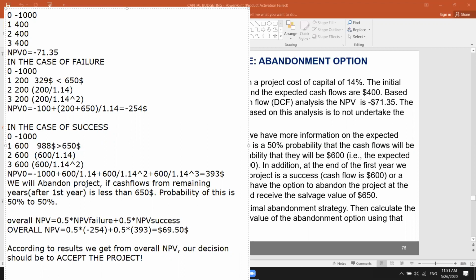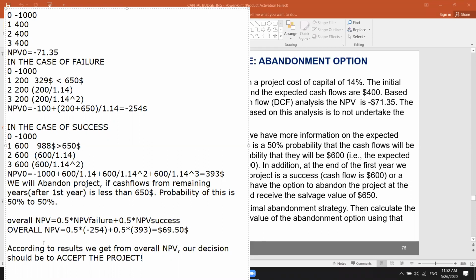To accept the project. Why? Because we get the positive NPV. Okay? Any questions? I have a question. Yes. Can you please repeat from what did we get $988 in the case of success?